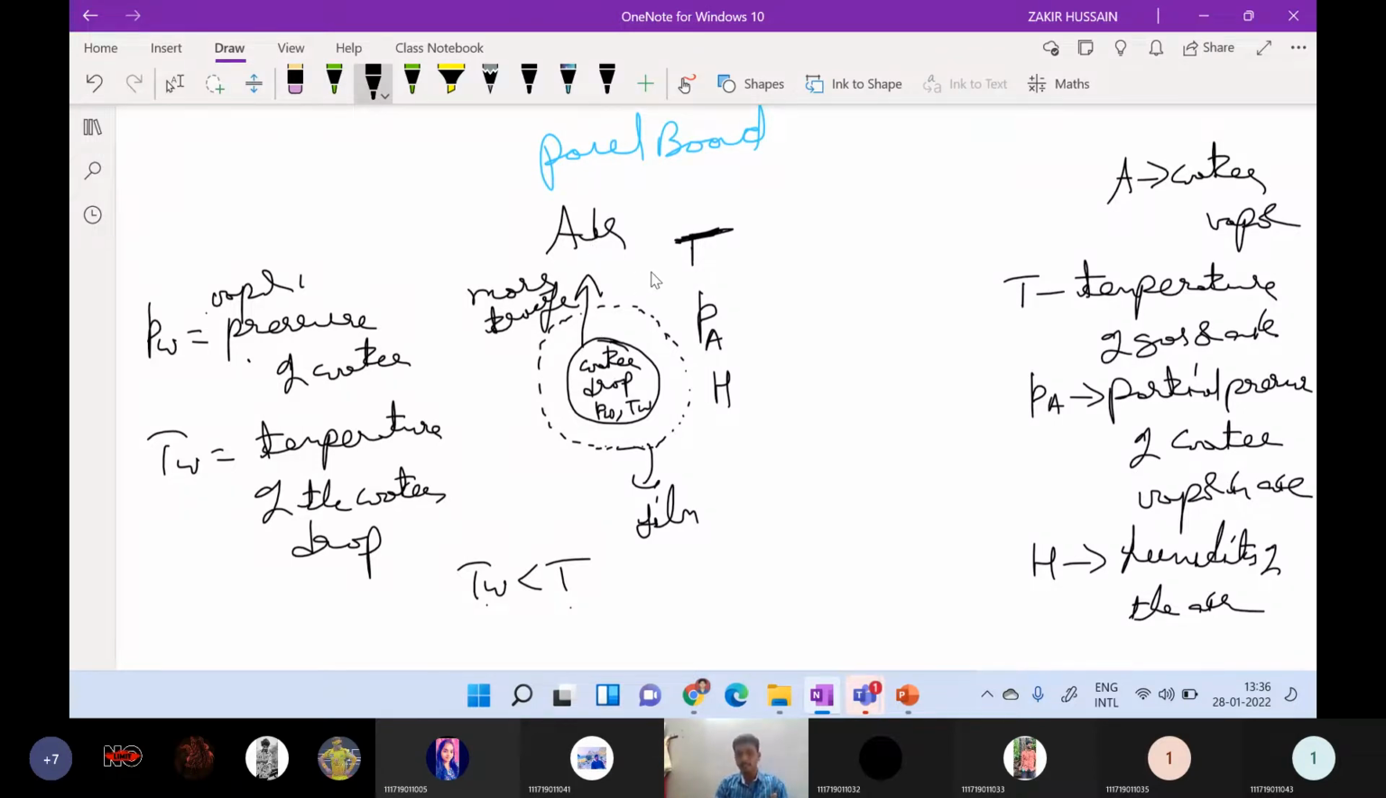So heat transfer takes place in the reverse direction, that is from the air to the water drop. Mass transfer will take place from water drop to air. Heat transfer will take place from air to water drop. So this is what is going on. First heat transfer will take place because the air is at higher temperature. After transferring the heat to the water drop, this water drop will get vaporized and therefore this vaporized water will transfer its mass to the surrounding air. It is clear, the concept of mass transfer and heat transfer going on simultaneously.